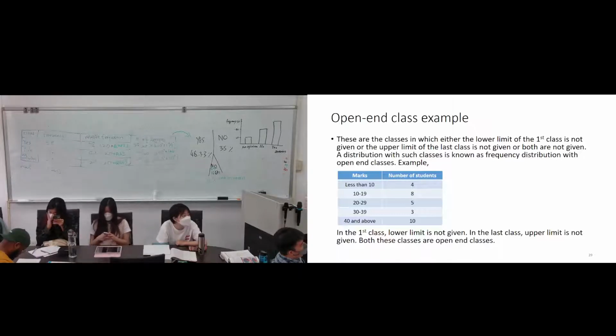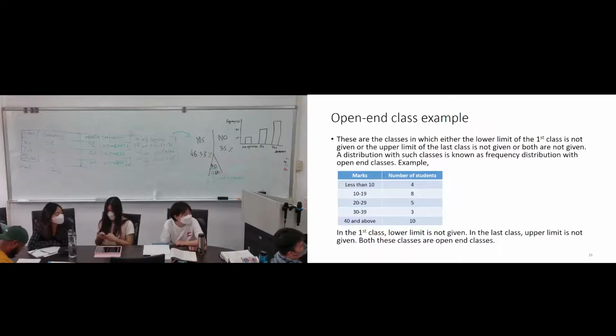And the last class says 40 and above. In this class, it specifies the lower limit, but it does not specify the upper limit. So this is an example of the open-end class, because in the first class the lower limit is not given, and in the last class the upper limit is not given. Both of these classes are open-end classes.